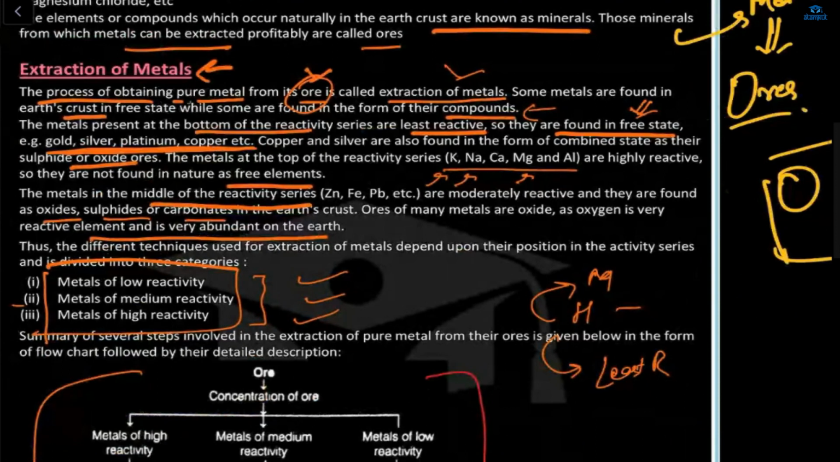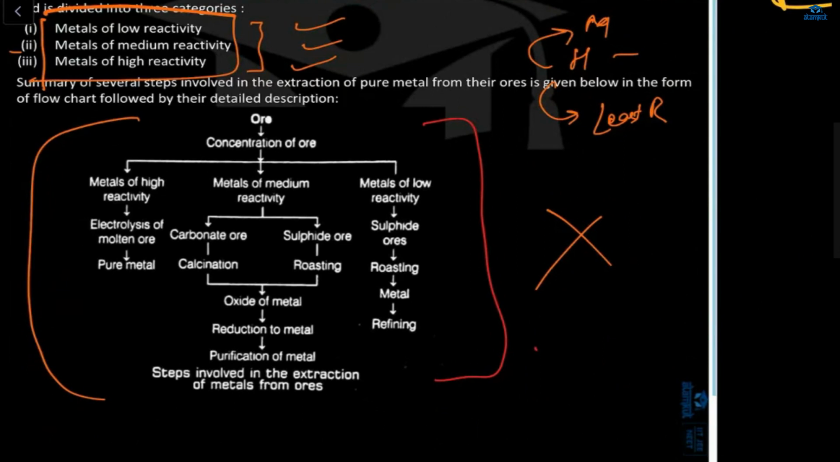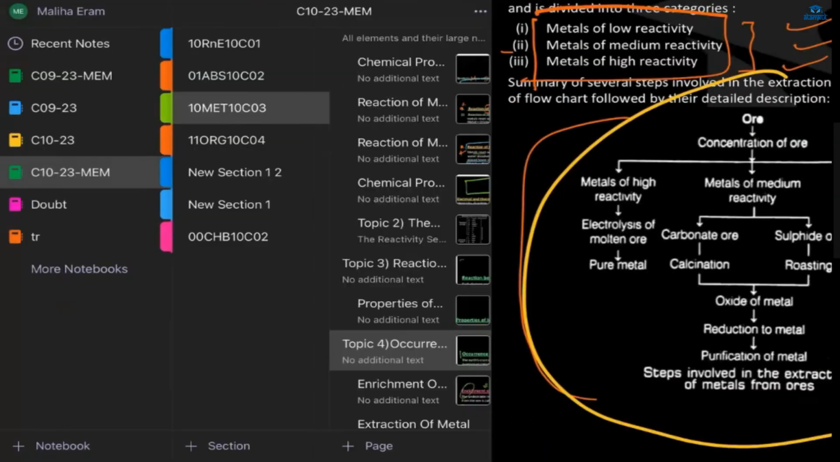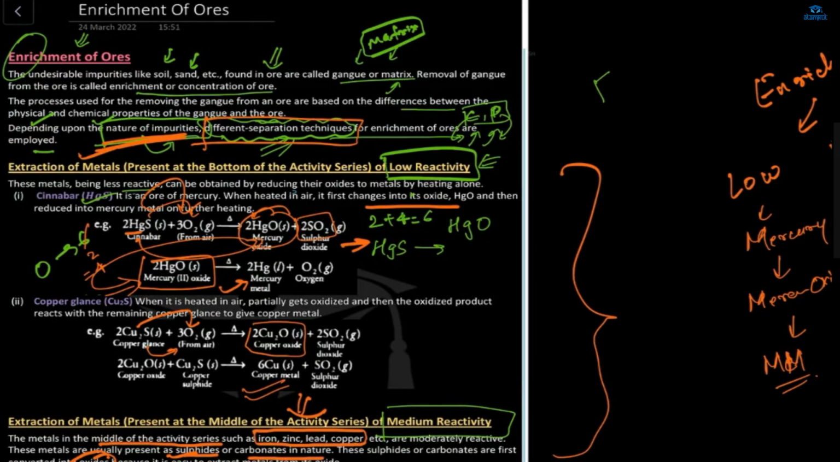Extraction of metals was also discussed: metals of low reactivity, high reactivity, and medium reactivity. So this diagram is also very important as per your CBSE exam. Okay, so don't forget to remember this diagram as well. Enrichment of ores. Enrichment of ores means in the ores there are lots of impurities, sand and soil, which are found in ores and are known as matrix. So the removal of that particular thing is known as the enrichment. Enrichment means उसको rich कर देना by removing all of the impurities from ores.